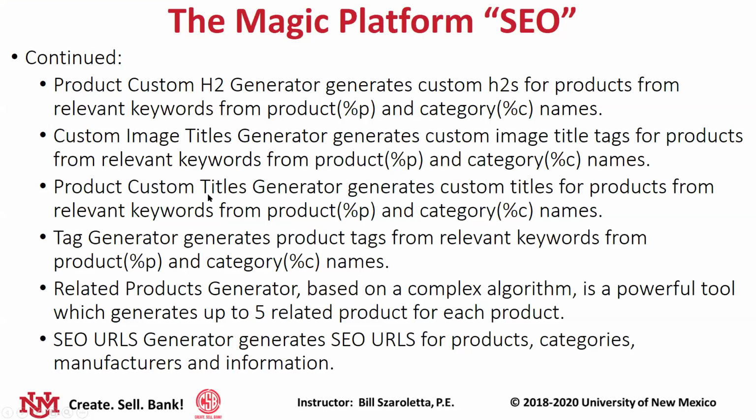Custom titles generator generates custom titles. The tag generator, related products generator, is really based on a complex algorithm, and it's a powerful tool which generates up to 5 related products for each product. SEO URLs generator generates SEO URLs for products.